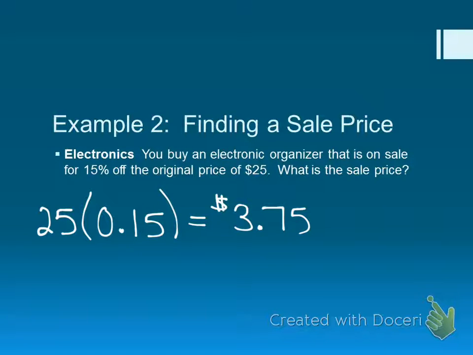Now, if this was a markup, I would add it to the original. But since it's a discount, I'm paying less. I need to subtract it from the original. 25 minus 3.75. Don't forget your dollar sign in your answer. It's going to be how much?